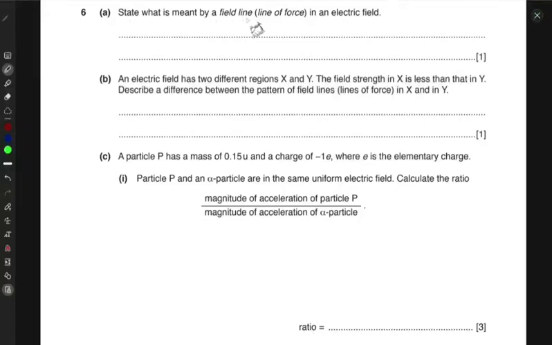State what is meant by a field line of force in an electric field. So a field line in an electric field shows the direction a positive charged particle will take in this electric field. So the field line is just telling you about the path or the trajectory in which a free positive charge will move.